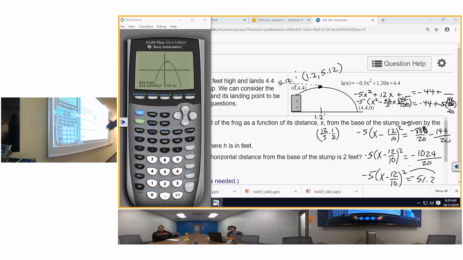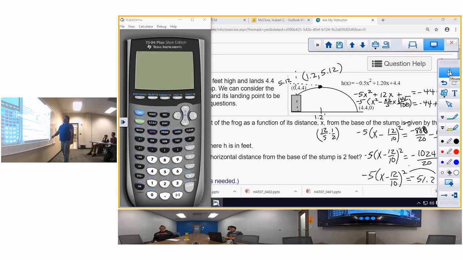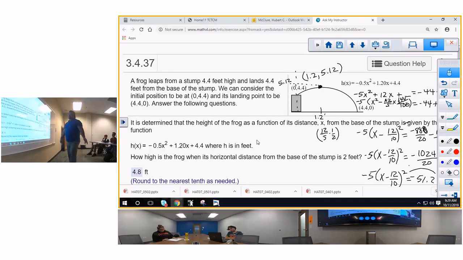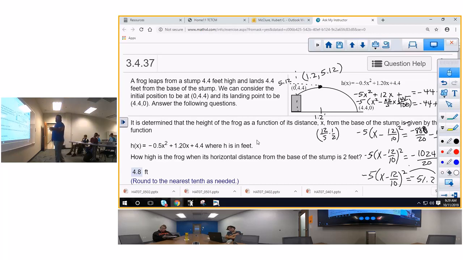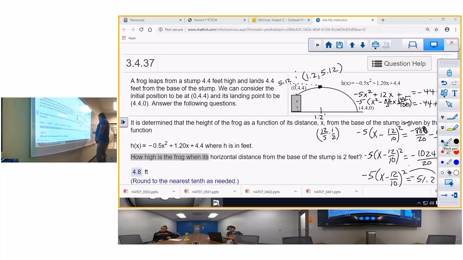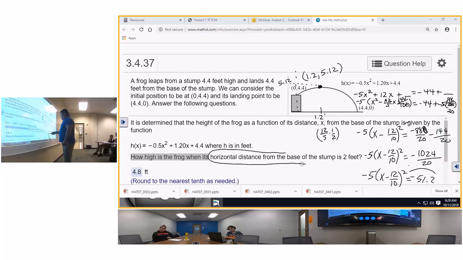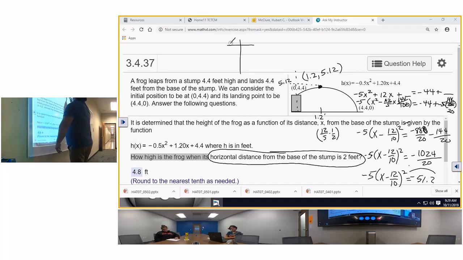Now, they ask you a series of questions down here, and this is where the pre-algebra comes in. How high is the frog when its horizontal distance from the base is 2 feet? What is horizontal distance called? Is that X or Y? What are you given, X or Y? You're given X, so you have to find Y.